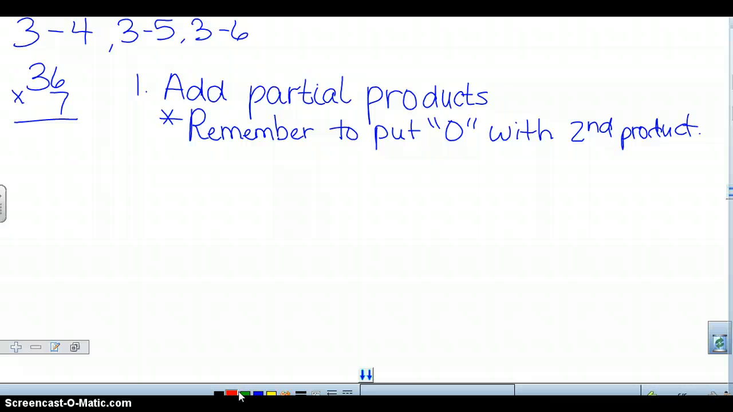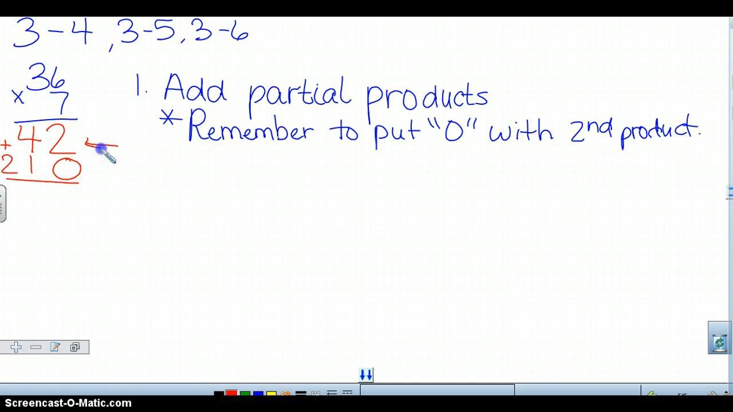With this method here, I'm going to take 6 times 7, which I know is 42, okay? Then, in my next line, I'm going to put a 0 in the ones place, okay? This is where it comes. Remember to put that 0 with the second product. I'm talking about right here. And now I know that 3 times 7 is 21.